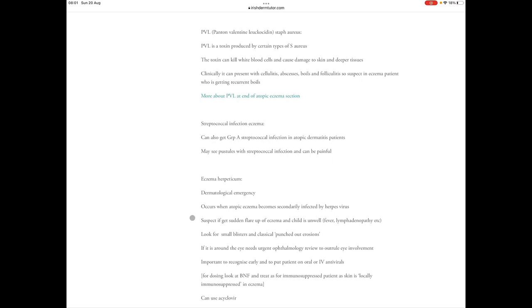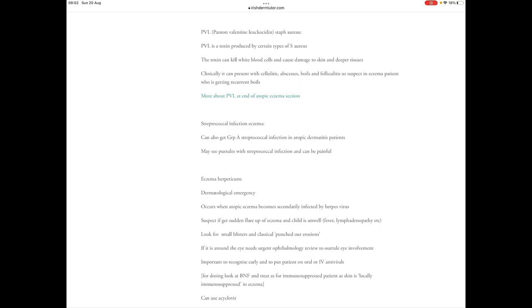There is something called PVL Staph aureus. PVL stands for Panton-Valentine leukocidin, and this is a toxin that is produced by certain types of Staph aureus. This toxin can kill white blood cells, and it can actually cause damage to the skin and the deeper tissues. So this can present in patients with cellulitis, abscesses, boils, or folliculitis.